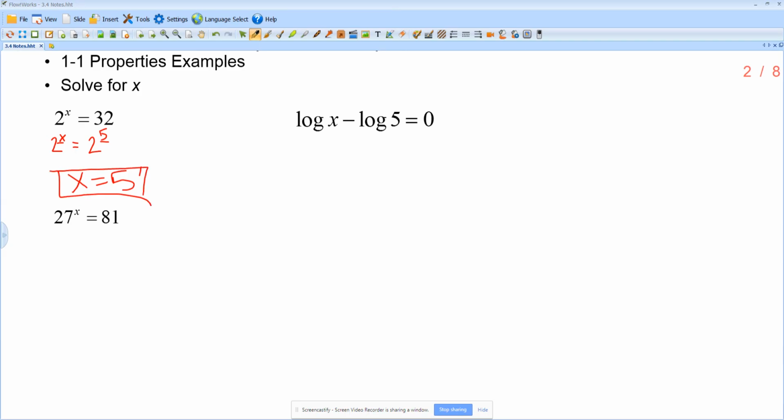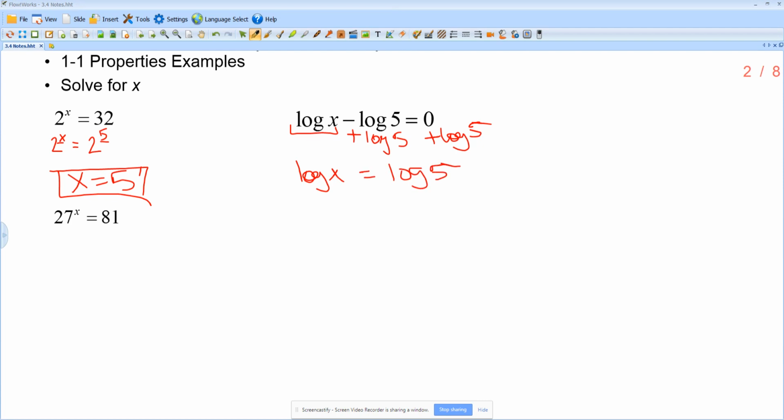Oops, sort of lost my pen there. There we go. Log x minus log 5 equals 0. So the first thing I'm going to do is get this x term alone. So I'll add log of 5 to both sides. We get log of x is equal to log of 5.